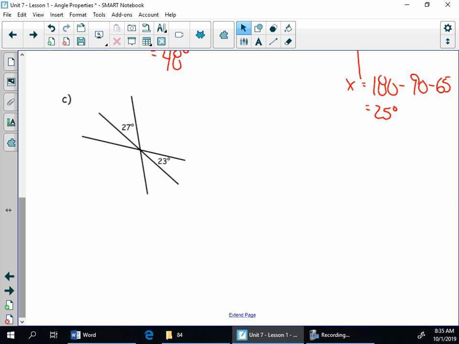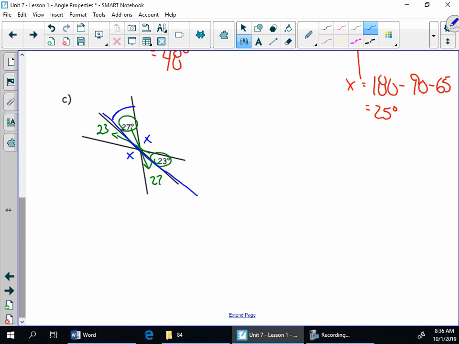What do we got? What do we know? Oh, I see some crossing lines. I like those ones. It's kind of a trick one. 27. 23 is across from this one. 23. I've got 4 of the 6 right off the bat. All I'm missing is the other one right here, let's call it x, and they're the same, right? So let's find a straight line. There's a straight line. I've got 3 pieces of angles in there, and I know 2 of them. So if I subtract the 27 and the 23, that leaves me 130 for this piece right here. Well, that's the same as that piece right there.